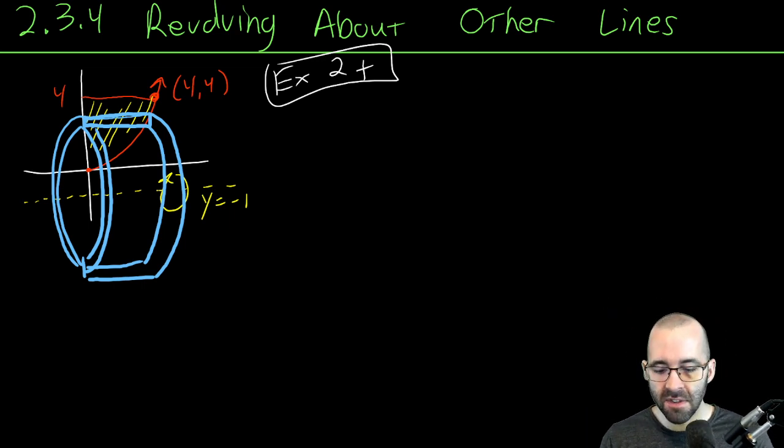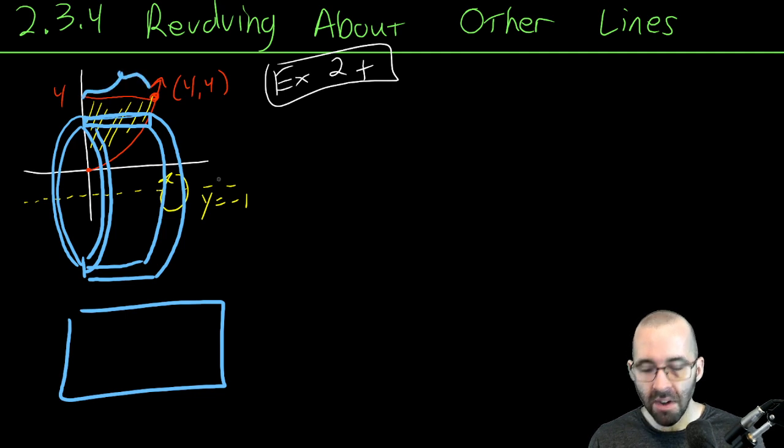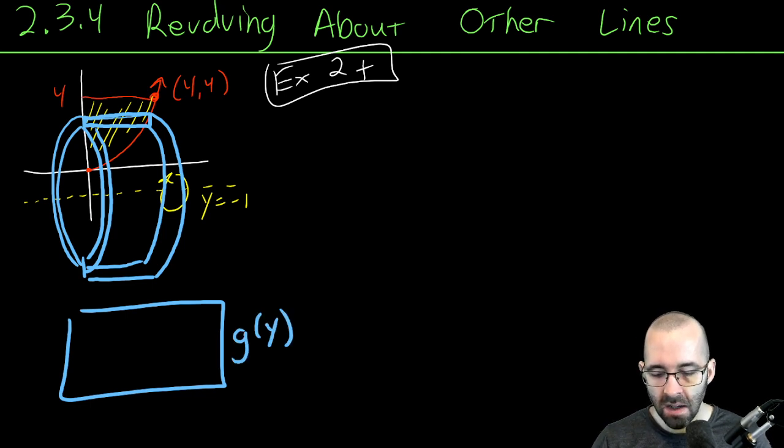Well, the height of the shell is the same, right? If we stretch this all out, the height of this shell is still just the function value, no? Height of the shell unchanged. Height of the shell is still g of y. But what is changed is the radius. Remember, this was 2 pi times the radius. Well, the radius now is no longer the y value, right? The y value represents this distance.